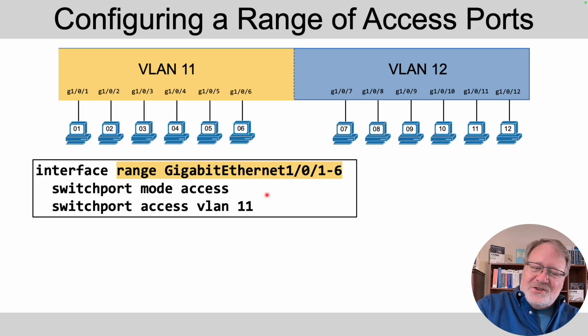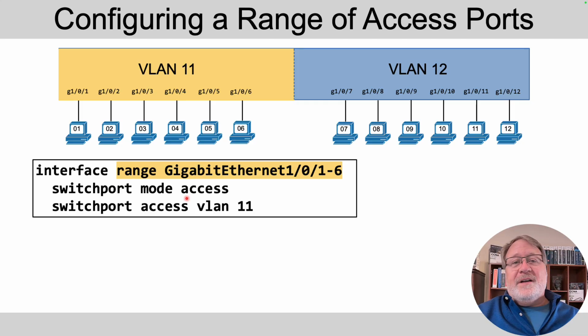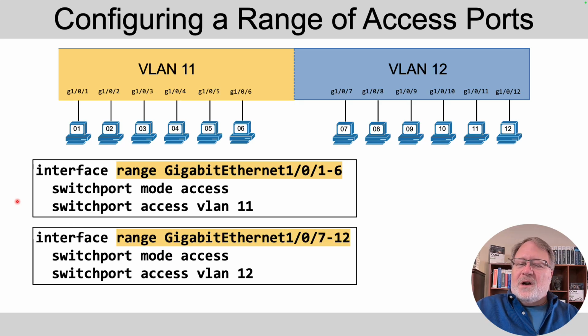And IOS doesn't store the interface range command. Instead, we're telling it, hey, anything we type, expand it out and add it to all of these interfaces. So when we do a show run, we'll see these 2 commands under 6 interfaces, all right? 6 individual interfaces. Same thing with this next box where the interface range command refers to ports 7 through 12. It's the same 2 commands, but this time with VLAN 12, placing the ports on the right in VLAN 12. All right, so that's how to do the configuration.